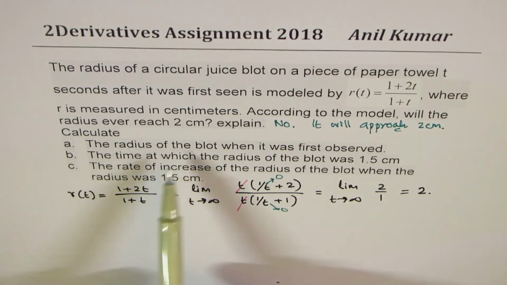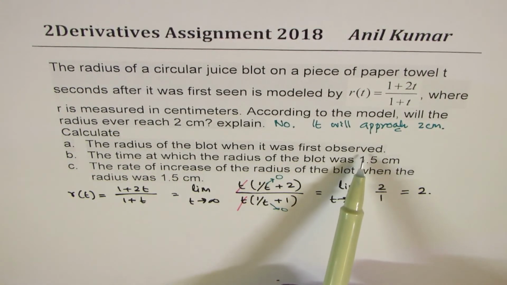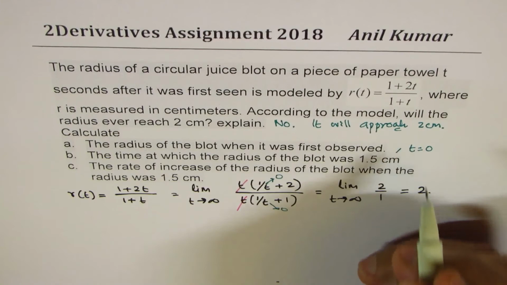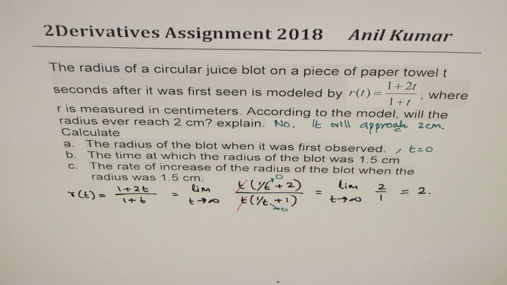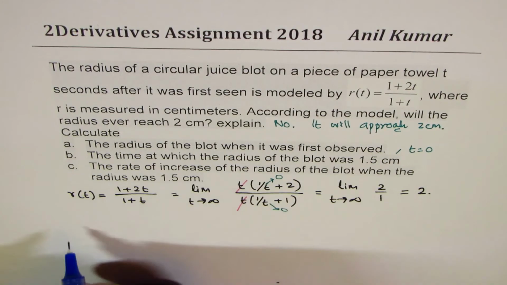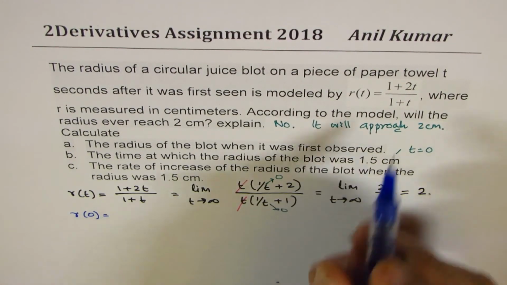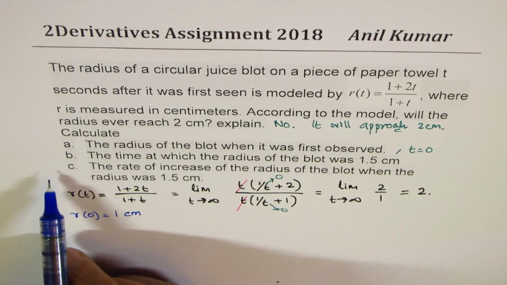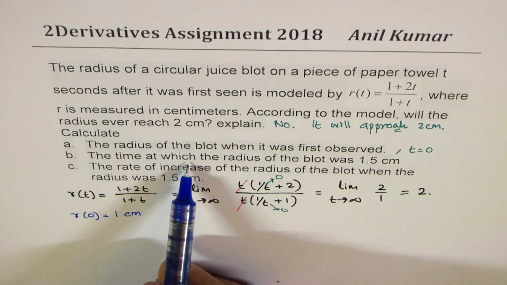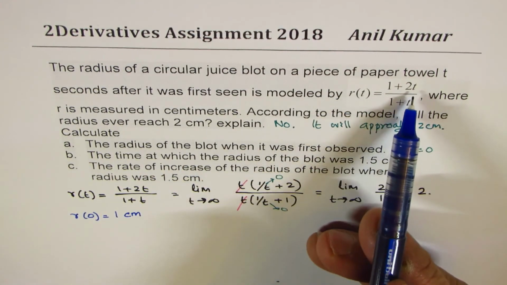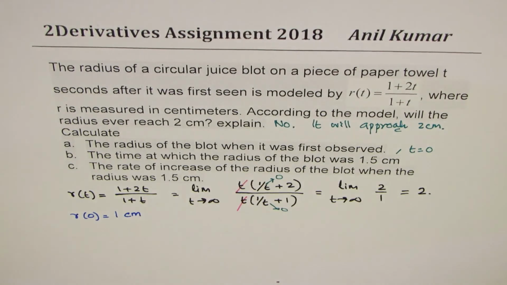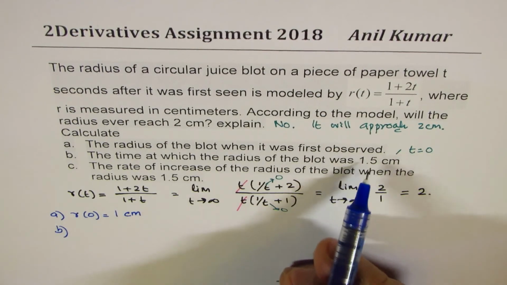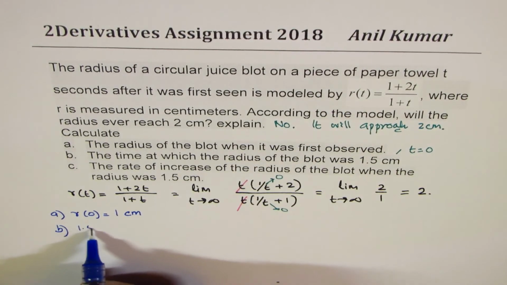Part A is the radius of the blot when it was first observed. First observed means at t equals 0. If I substitute t equals 0, I get r of 0 equals 1 over 1, so it is 1 centimeter. Part B is the time at which the radius is 1.5, so we have to rearrange and solve for time. Let me write part A, and now part B, where 1.5 becomes the radius.